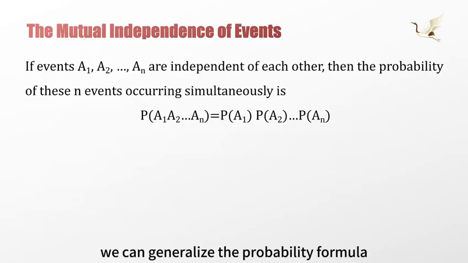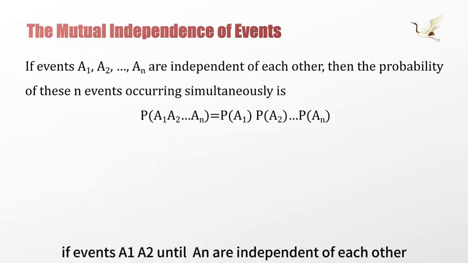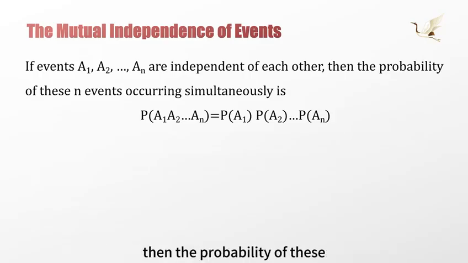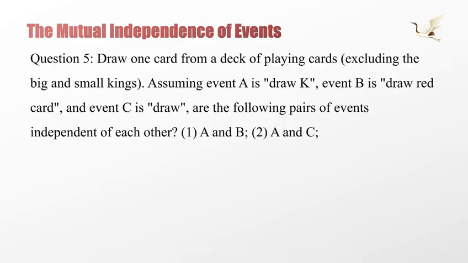We can generalize the probability formula for independent events occurring simultaneously. If events A1, A2, up to An are independent of each other, then the probability of these n events occurring simultaneously, that is, P(A1A2...An), is equal to P(A1) multiplied by P(A2) multiplied until P(An).